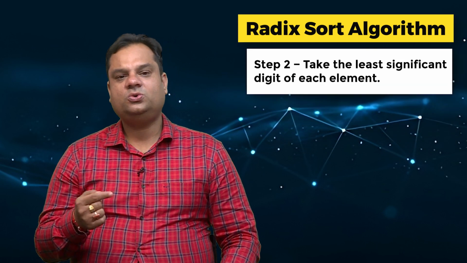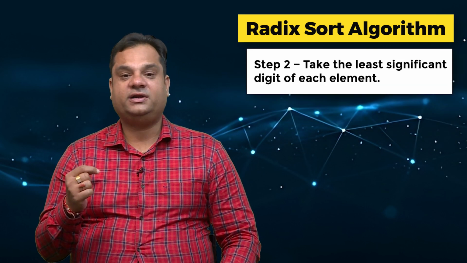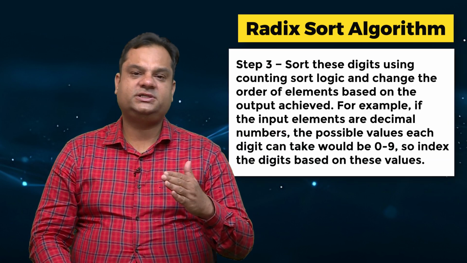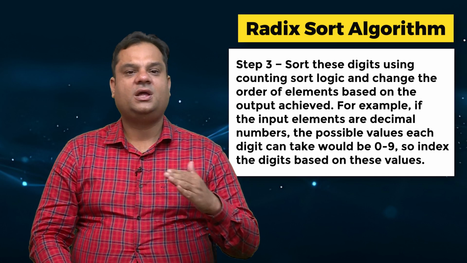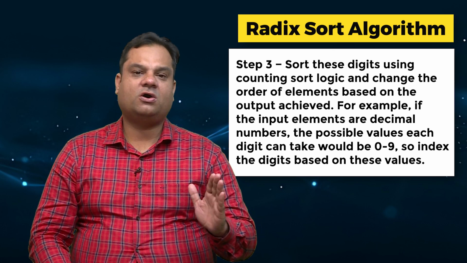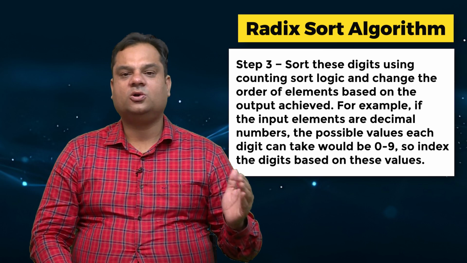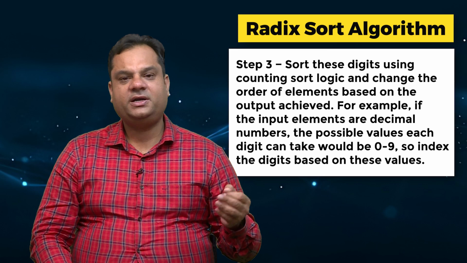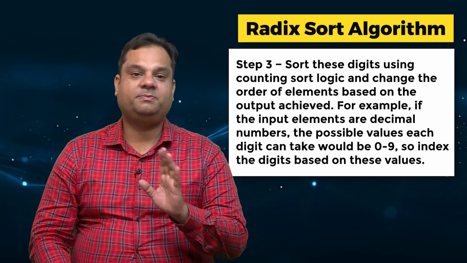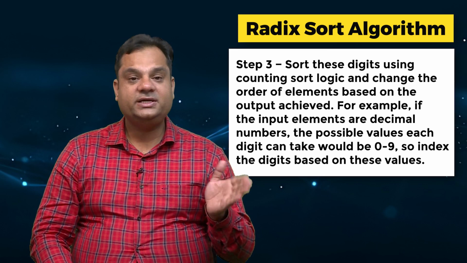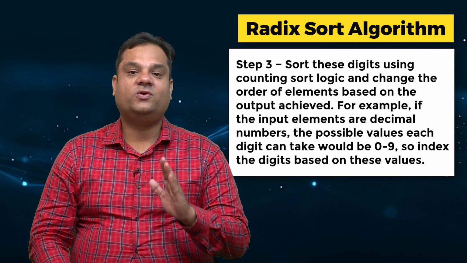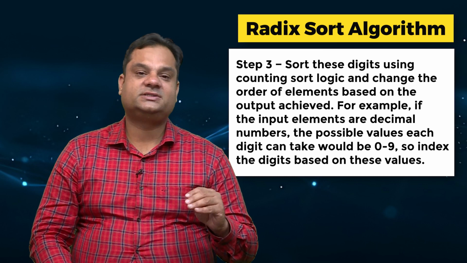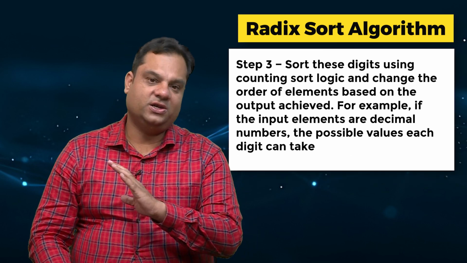Now in step 2, take the least significant digit of each element. In step 3, sort these digits using counting sort logic and change the order of elements based on the output achieved. For example, if the input elements are decimal numbers, the possible values each digit can take would be 0 to 9. So index the digits based on these values.